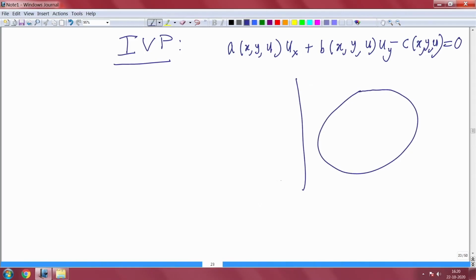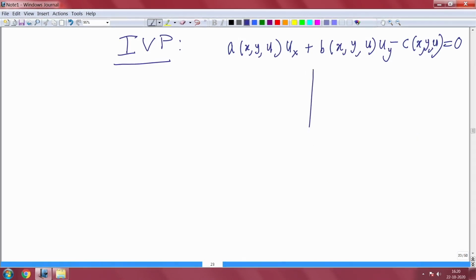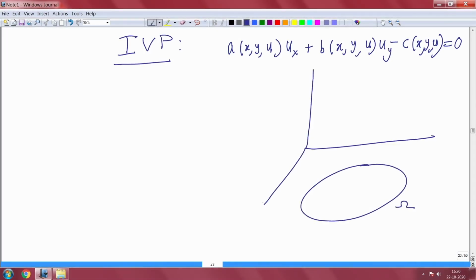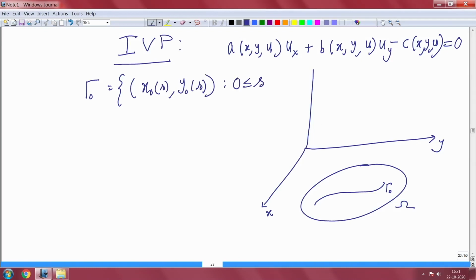It is a 2-dimensional domain. So you have your 2-dimensional domain here, omega. This is your x, this is your y, and then you have an initial curve, the initial curve gamma naught. You have to understand that. Gamma naught is given as the initial curve (x naught of s, y naught of s), 0 less than or equal to s less than or equal to 1.